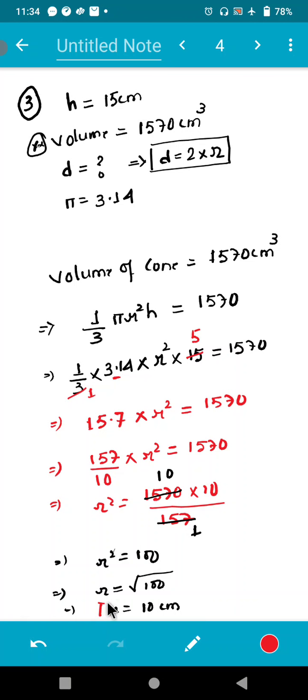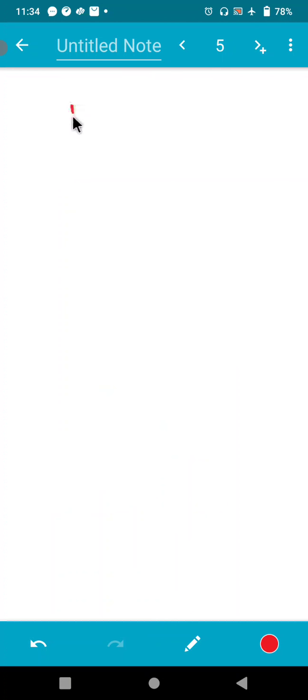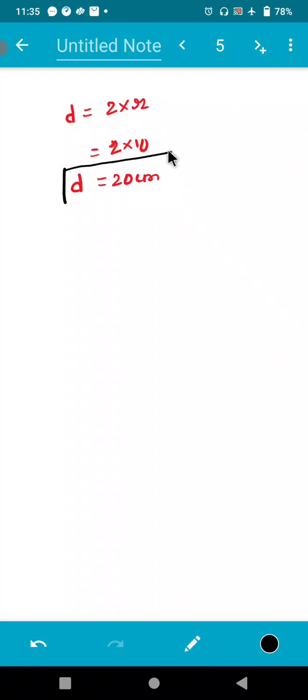So this is a very important value for this question. So what we have to find out? Diameter, as we have all discussed, and diameter is what? 2 into r. So let's go to the next page. So d is equals to 2 into r, and what is r? R is 10 centimeter, isn't it? So it is 20 centimeter. So d is 20 centimeter. So this is the answer.